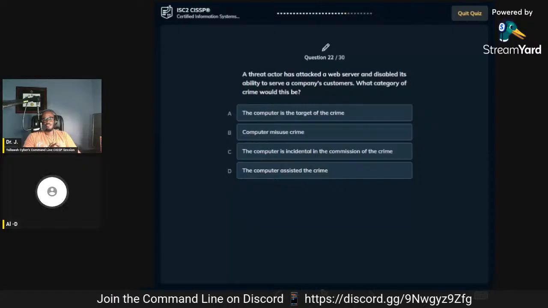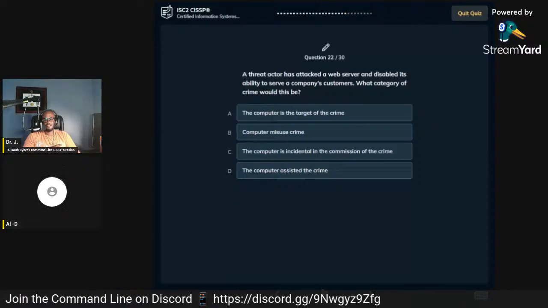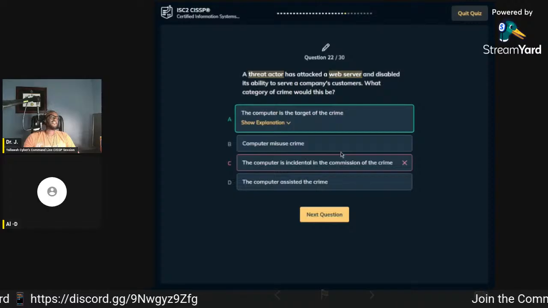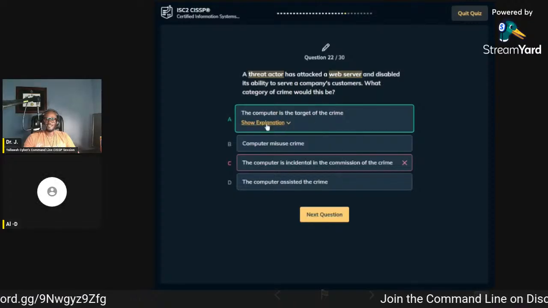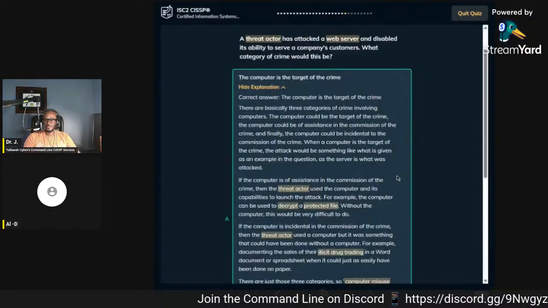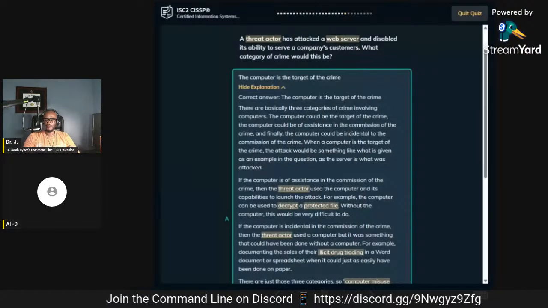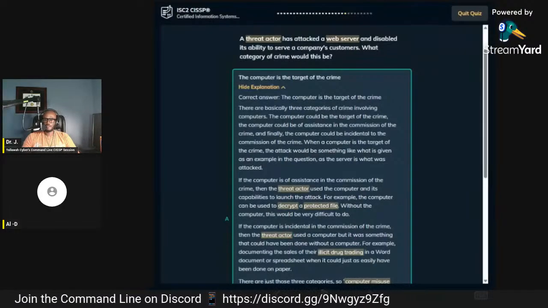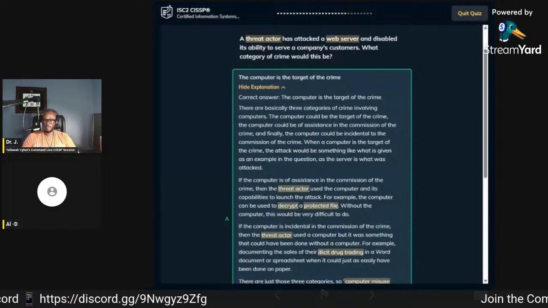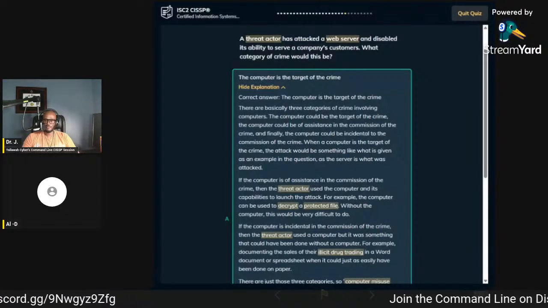But let's see what we got. Oh my gosh. It's the target of the crime. How so? All right. So there are three categories of crime. The computer could be the target of a crime. The computer could be of assistance in the commission of a crime. Finally, the computer could be incidental to the commission of a crime.